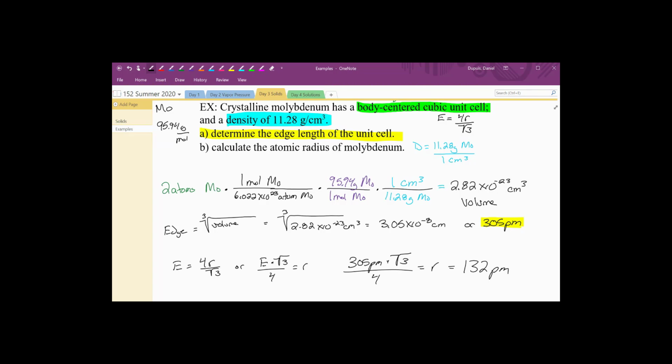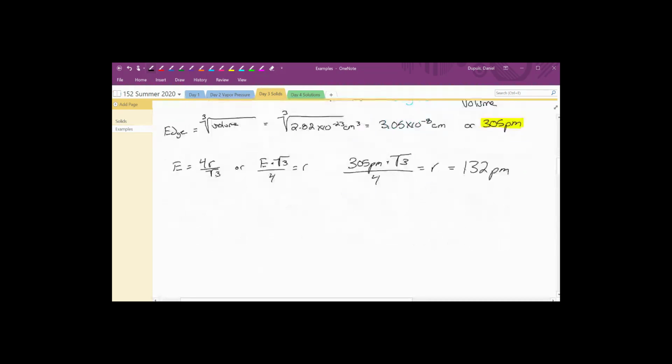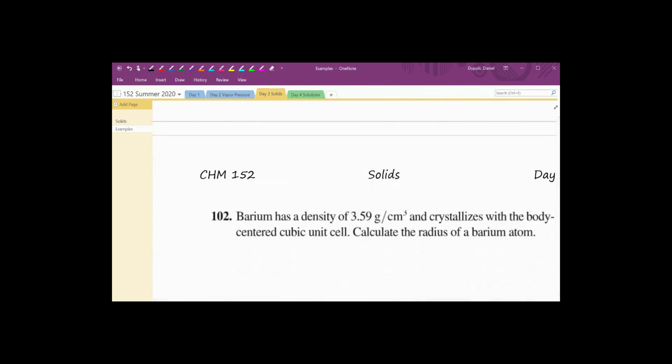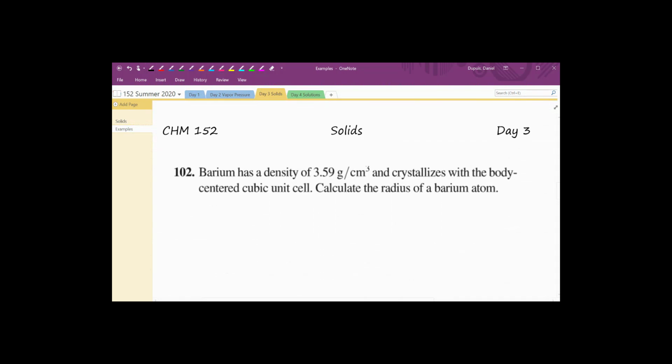All right, so the next one. Barium. Try it. Give you a couple minutes to try it. See if you guys can get it.